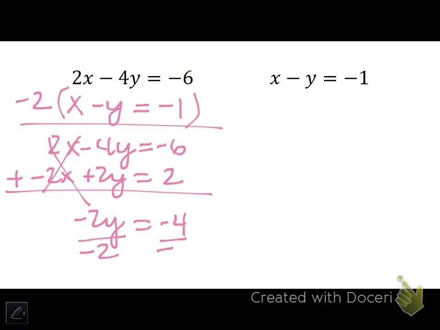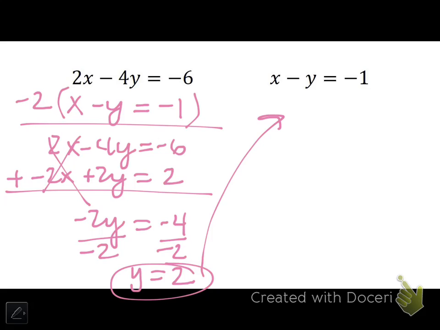Divide both sides by negative 2. y should equal 2. Let's go ahead and plug it back into the equation over here because that's the one that looks pretty easy. Add 2 to both sides. x should equal 1.